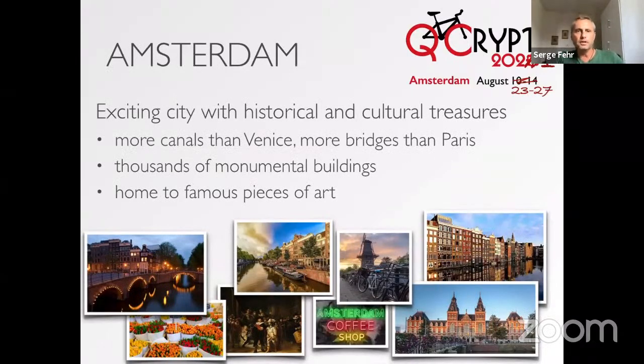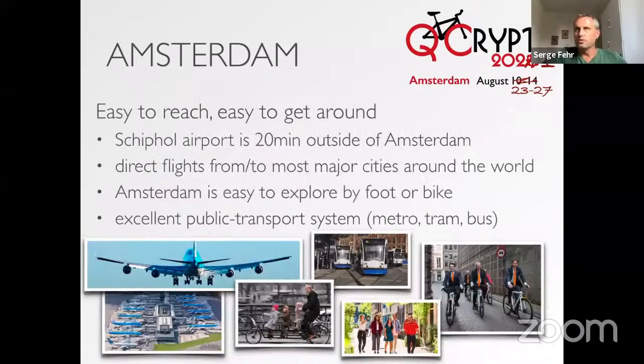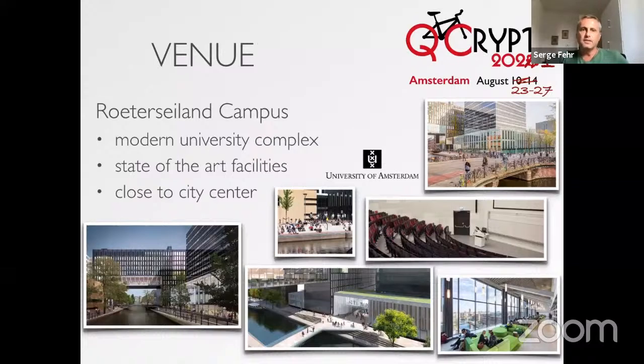So another thing that is still the same is that Amsterdam is still a very exciting city that is worth visiting and has much to offer beyond the conference that hopefully is going to take place here next year. Also, what's still the same is that Amsterdam is easy to reach and easy to get around in. And as it was originally planned for this year, the venue for QCrypt 2021 is going to be the Roeterseiland campus, which is a modern university complex that features state-of-the-art facilities and is close to the city center.